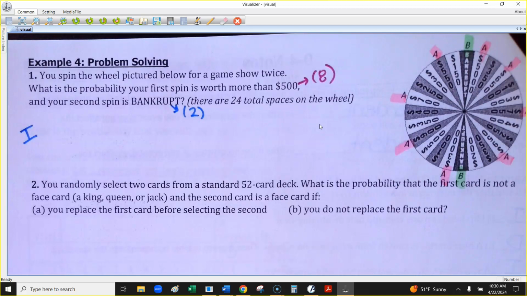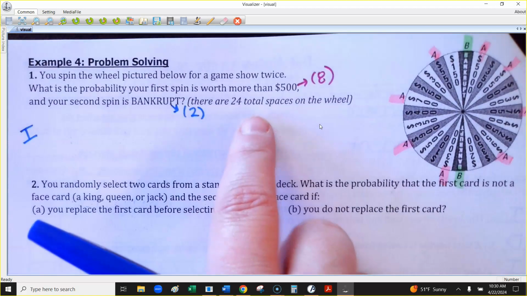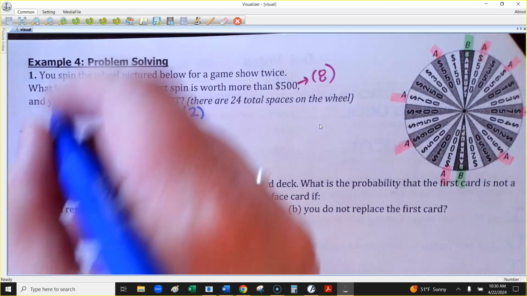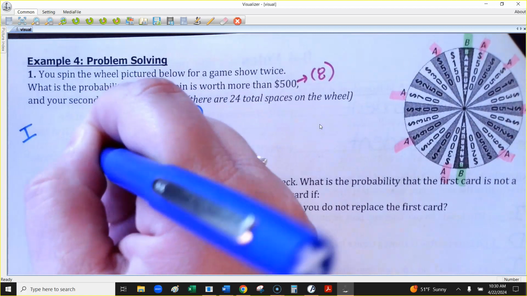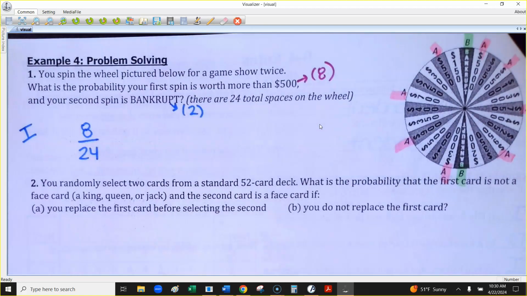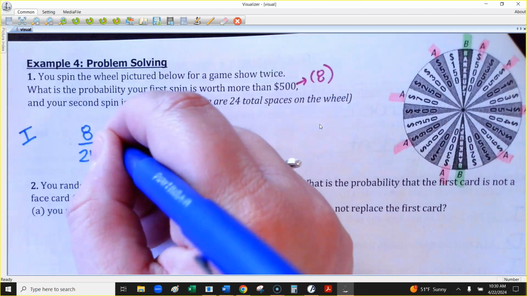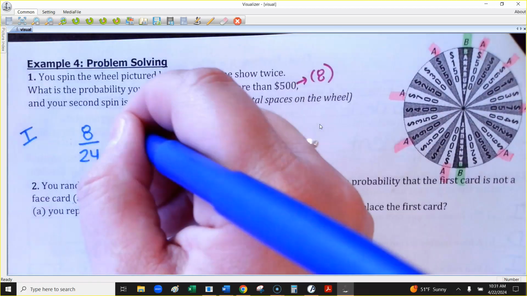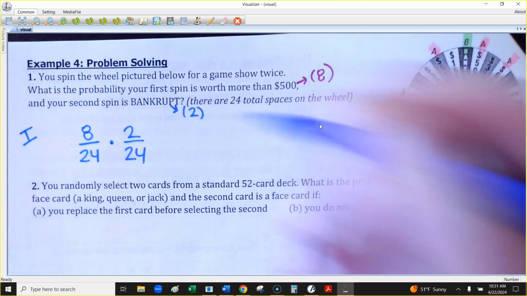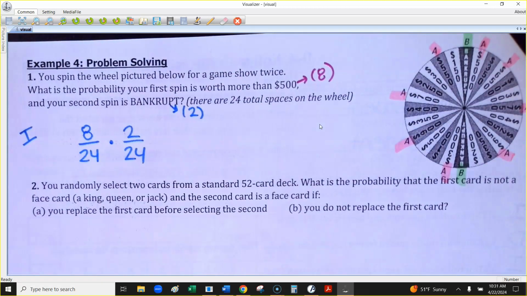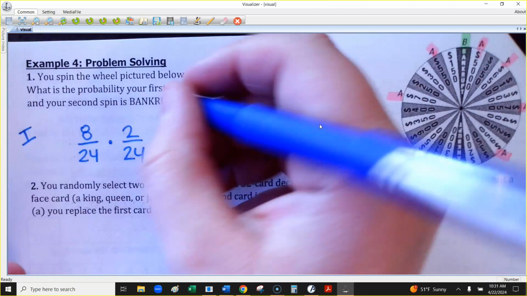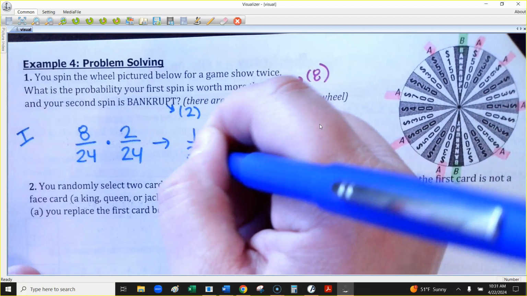So the probability your first spin is worth more than 500. And just so we didn't have to count them, there's 24 spaces on this wheel. So 8 out of 24 would be the probability I get more than 500. And the second spin, get a bankrupt, would be 2 out of the same 24 spaces. That bottom number is going to stay the same if you're working with independent events. And so I'm going to do 8 over 24, multiply that by 2 over 24. And again, just depending on how they ask you to write your answer, this would be 1 out of 36 if I was doing a fraction.